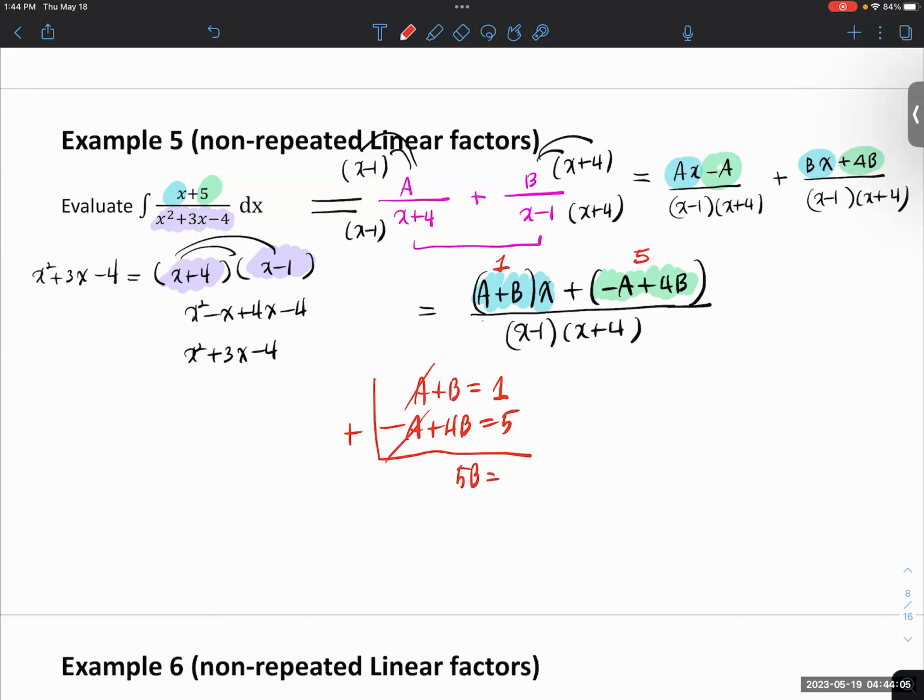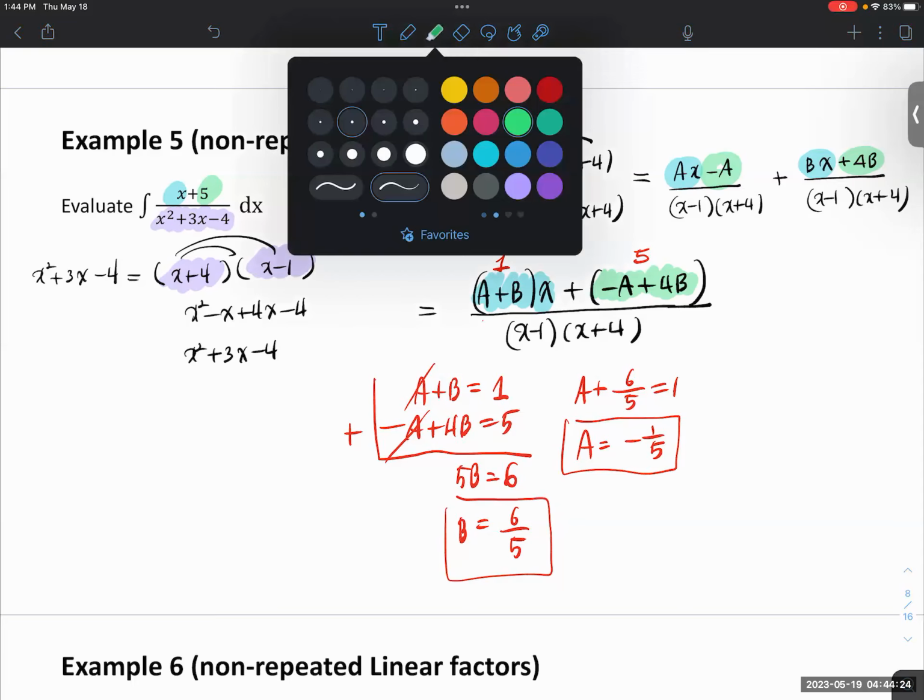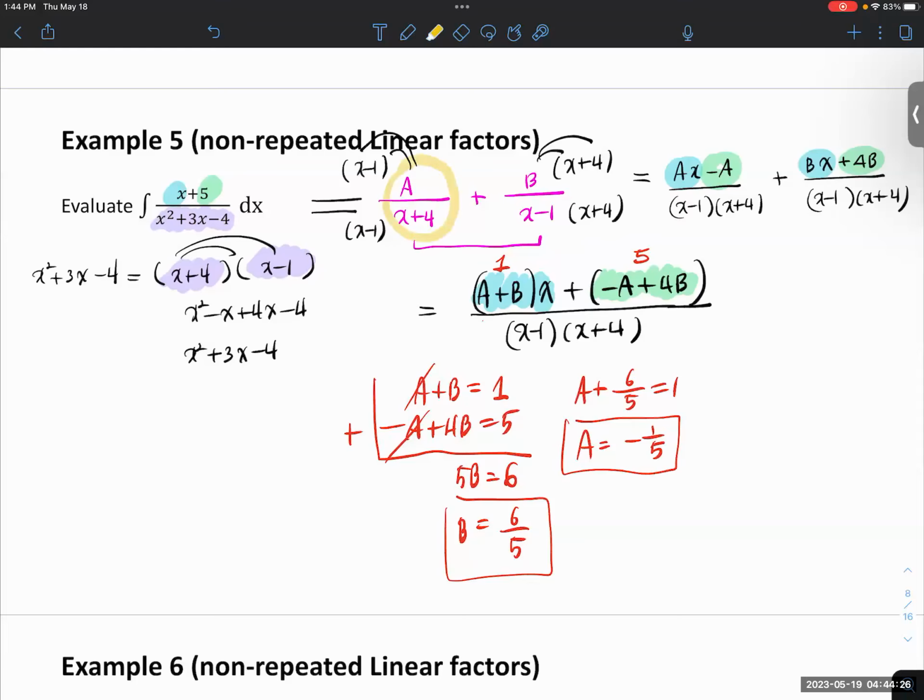5B will be equal to 6. So B will be 6 over 5. And you're going to solve for A. A plus 6 over 5 equals 1. A will be negative 1 over 5. So we have A and B. So this is your A. This is your B. So we're going to plug back into your partial fractions. These are your partial fractions.